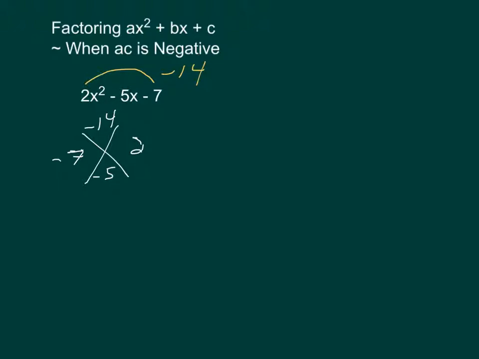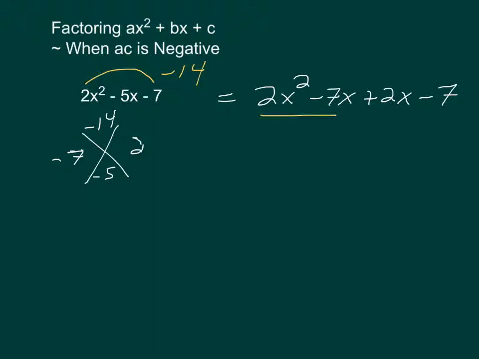And so now what I'll do is I'll just rewrite my expression. 2x squared, instead of minus 5x, I'm going to do minus 7x plus 2x and then minus 7. Once again, the order doesn't matter. Your work would look a little bit different, but you'd arrive at the same final answer if you did the 2x before the negative 7x.